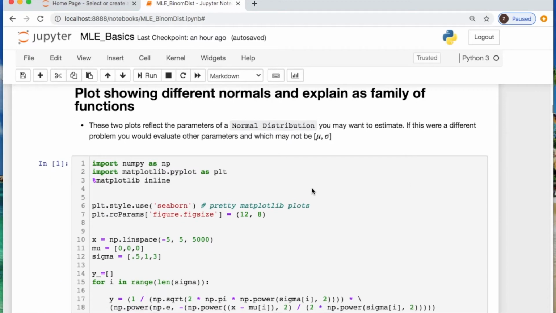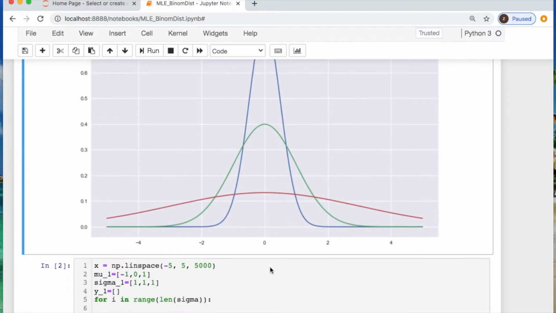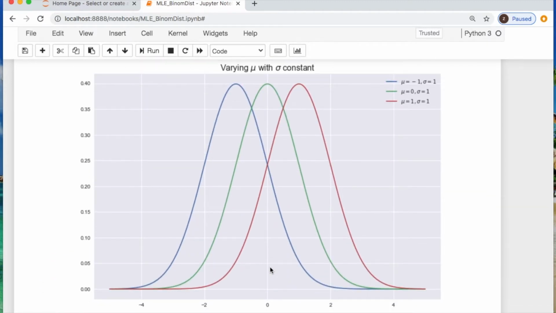Let's look at some plots and see what's going on with these particular parameters for the normal distribution. As we keep the mean constant and vary the standard deviation, you'll see that as you increase the standard deviation, the plot will broaden out or flatten out. Now, if we vary the mean and keep the standard deviation constant, you'll have a shift left if the mean goes to a smaller value and to the right with a larger value.